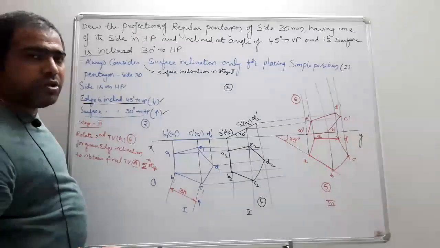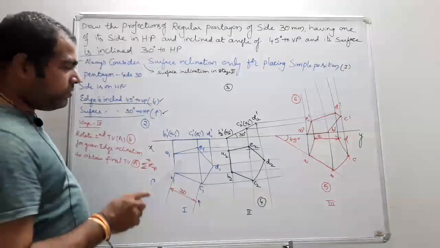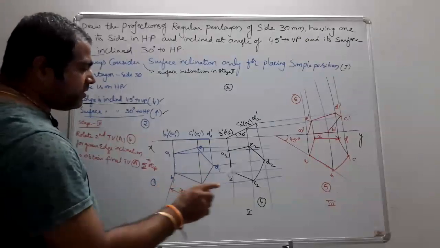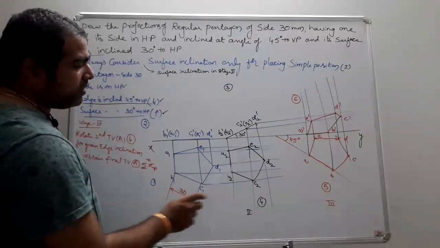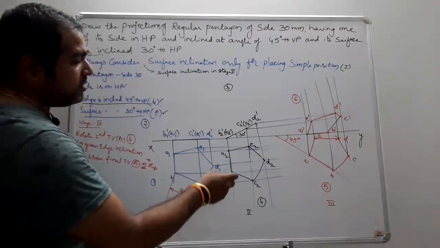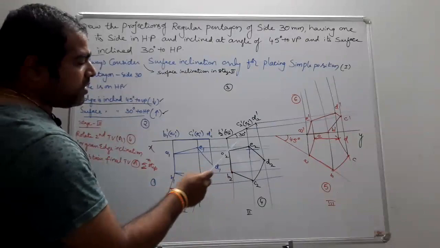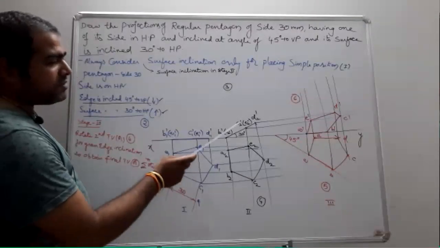How can we obtain the top view, sir? Draw the vertical projectors from the front view. Draw the horizontal projectors from the previous top view. What is the previous top view? This is the previous top view. I am drawing the horizontal projectors. So I obtain the second top view. This was the first top view, first front view. Second top view, second front view.